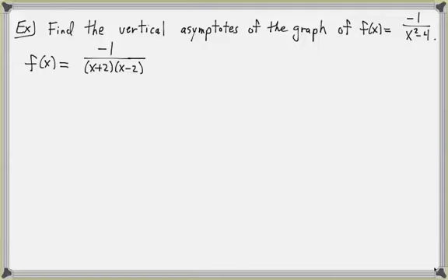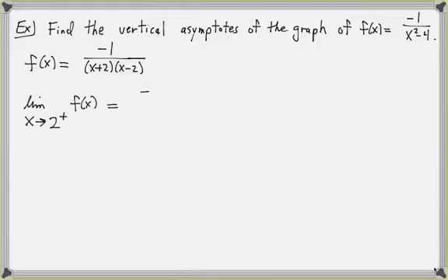In this example, we see that the numerator does not have any common factors of x minus 2 or x plus 2. So the graph should have vertical asymptotes both at x equals 2 and x equals negative 2. So let's look at this more carefully. Let's look at the limit of this function as x approaches 2 from the right. Let's think about direct substitution.